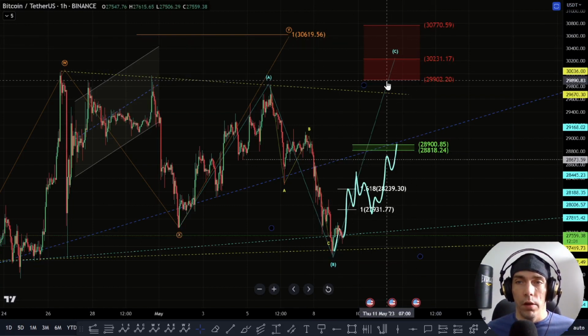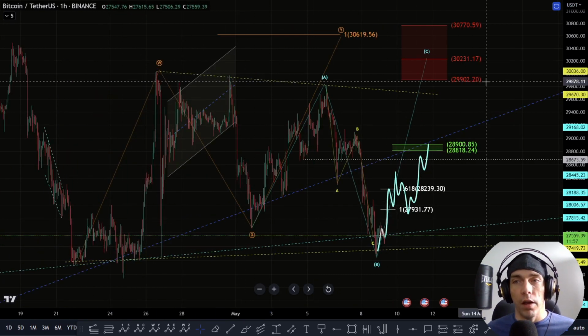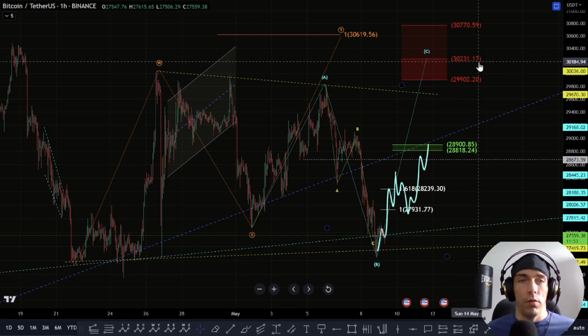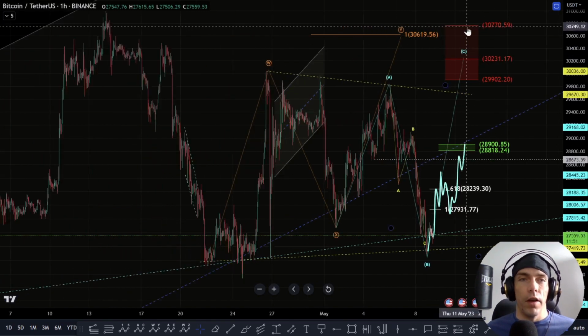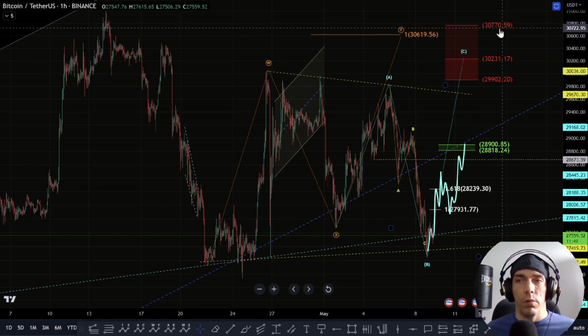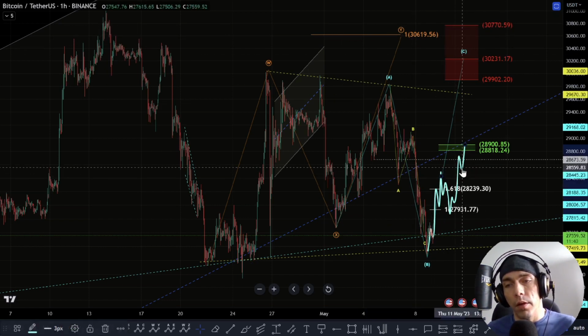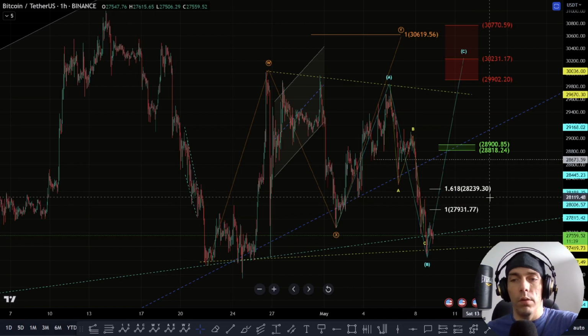but we do have some of these levels lower down here. This 29,909 would actually tie in with coming back into these highs. Then the 1.382 up here would be this 30,231. And then actually higher up here, we have the 1.618, which would be this 30,770. Now this would kind of tie in towards coming up towards this 1-to-1 level that we have up here. So this would be what we need to be careful of still.